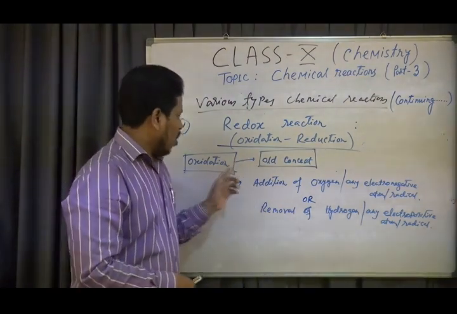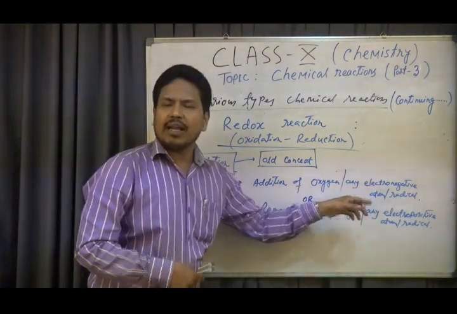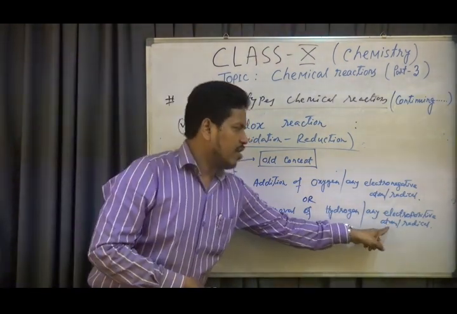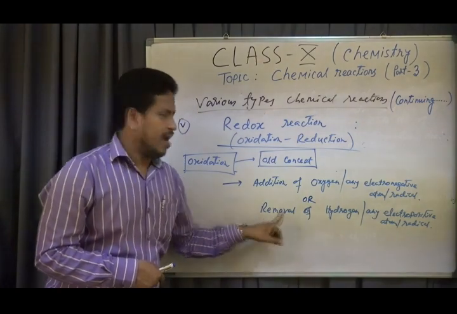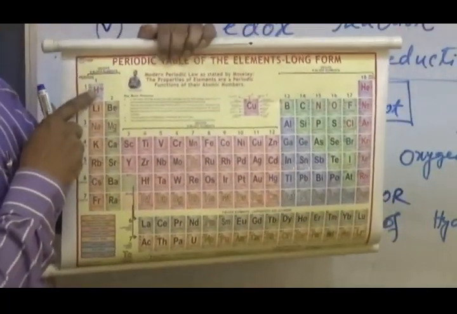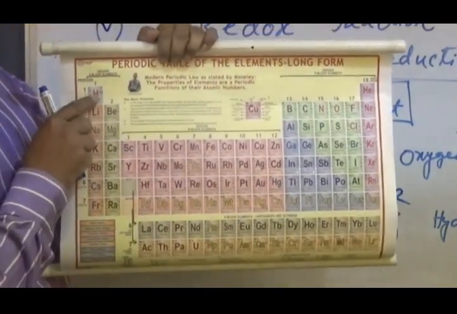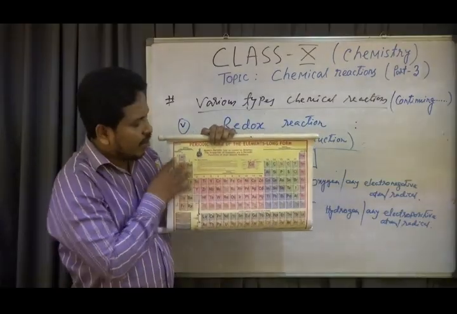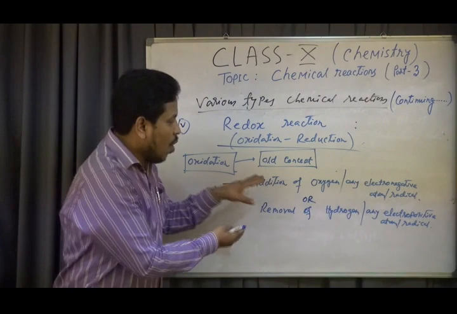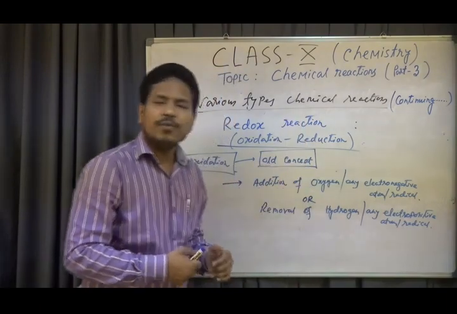So this is the old concept of oxidation reaction. I have already explained that if oxygen or any electronegative atom or radical is added, that is the oxidation reaction. Or if hydrogen or any electropositive atom or radical is removed, that is also an oxidation process. Look at this: hydrogen is on the left-hand side, electropositive, and other S block element metals are electropositive. Hydrogen is also a non-metal but electropositive. So when these elements are removed during a process, that is the oxidation reaction. So oxidation can be defined by the old concept in this way. I hope you understand, my dear students.